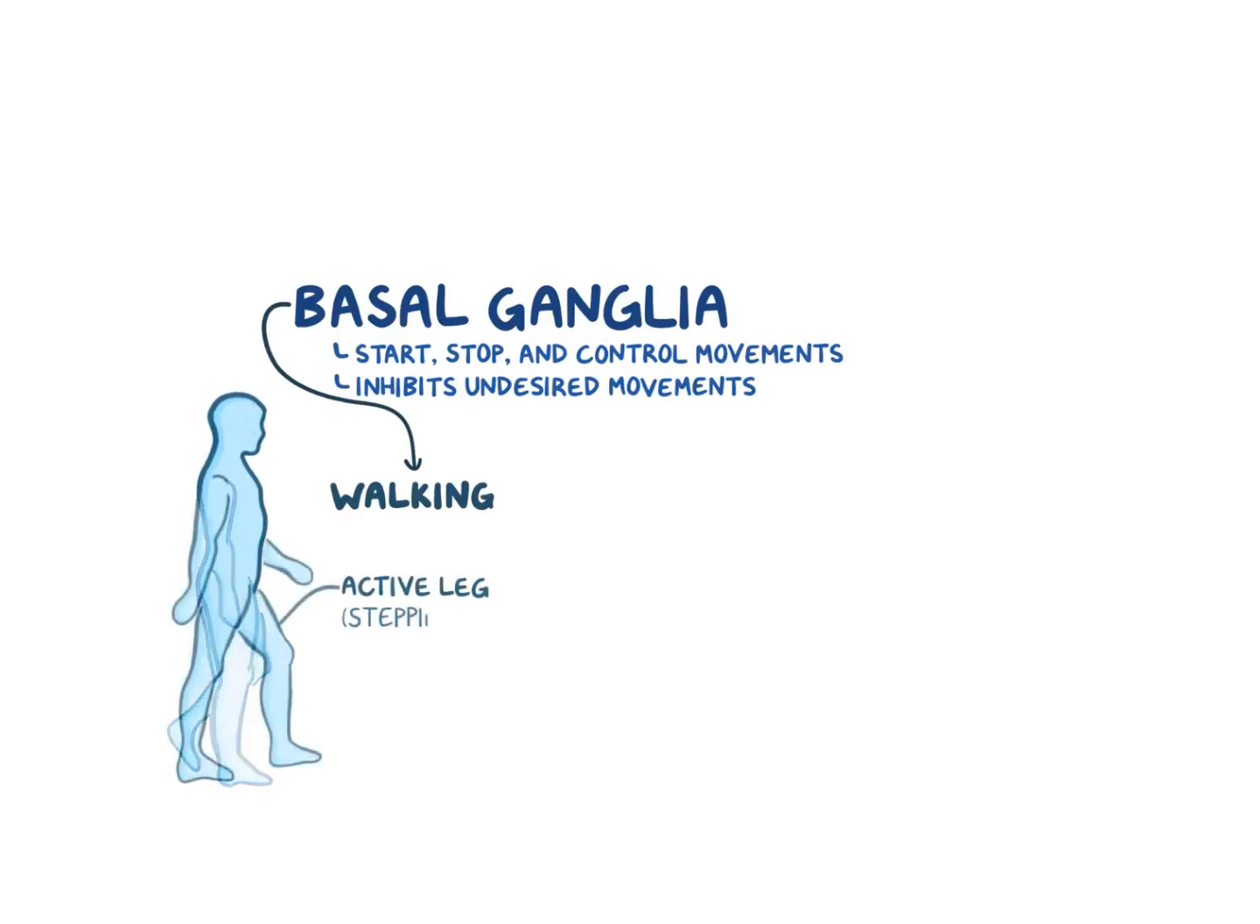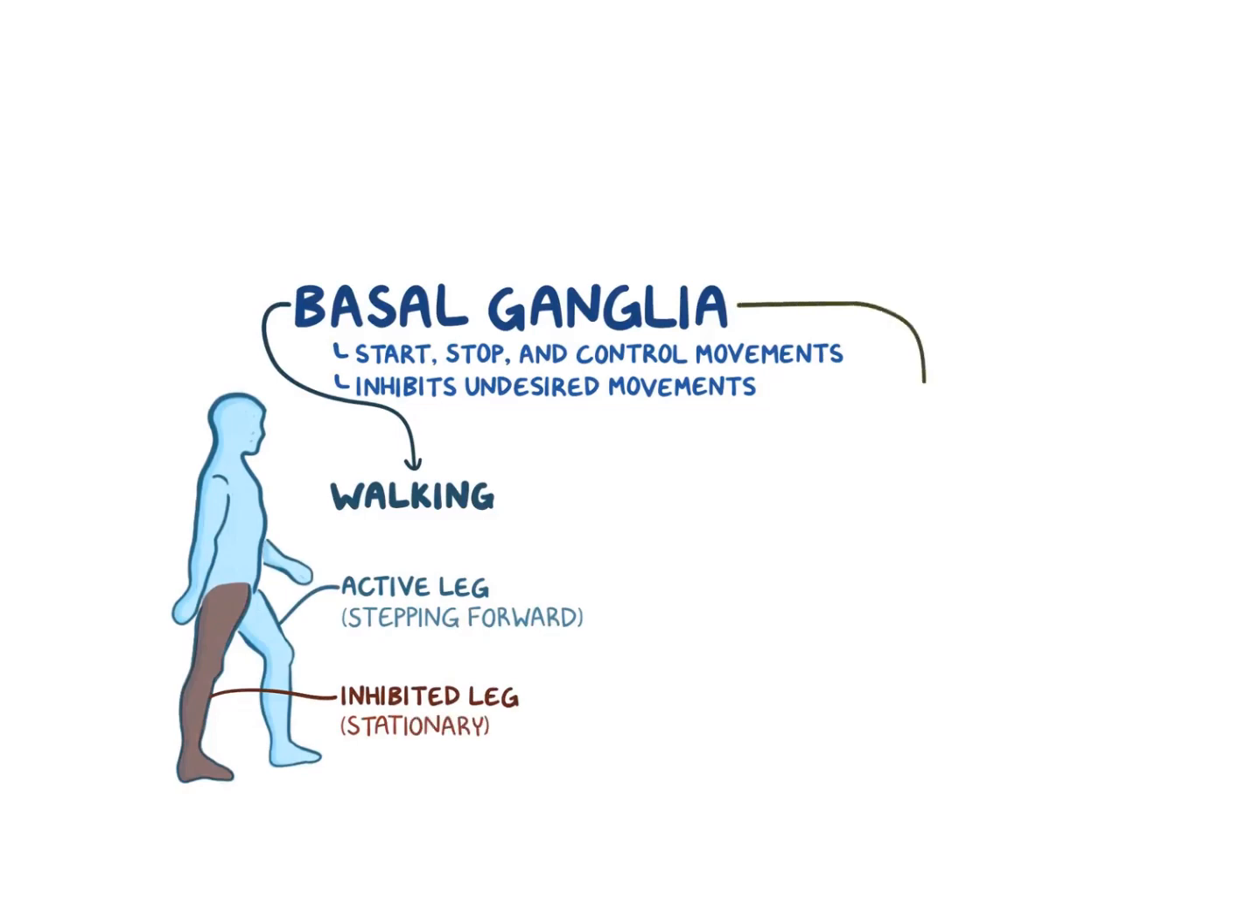The basal ganglia can help start, stop, and control desired movements, while also inhibiting undesired movements. As an example, when you walk, you have to move one leg at a time. So the basal ganglia helps one leg to step forward, while inhibiting the other leg so that it's stationary, and that prevents you from falling.